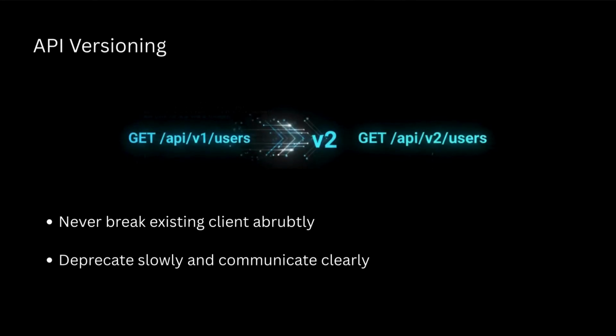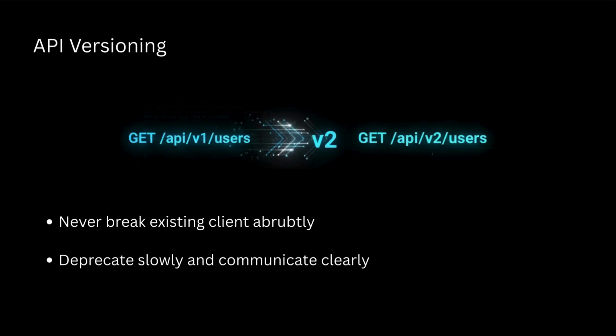Now, APIs evolve, but old applications don't update instantly. So if you break your old API structure, you lose users. This is why we use versioning. The most common strategy is URL versioning, like /api/v1/users to /api/v2/users. So the golden rule here is to never break the existing clients abruptly, deprecate slowly, and communicate clearly.